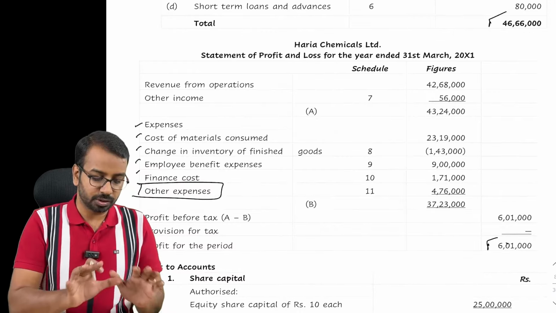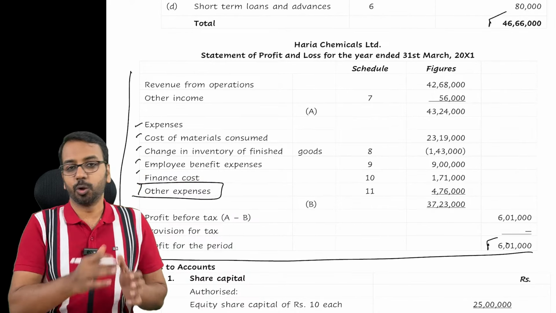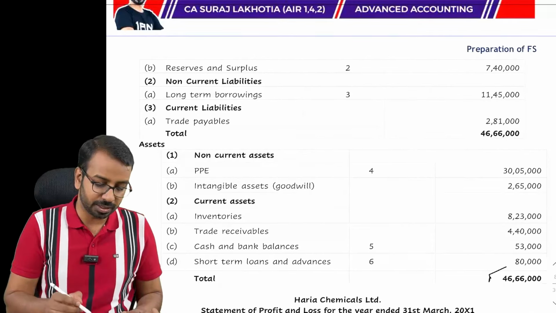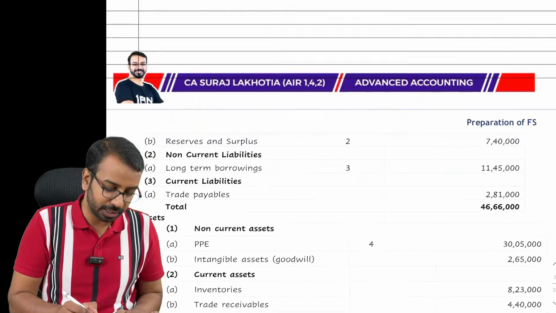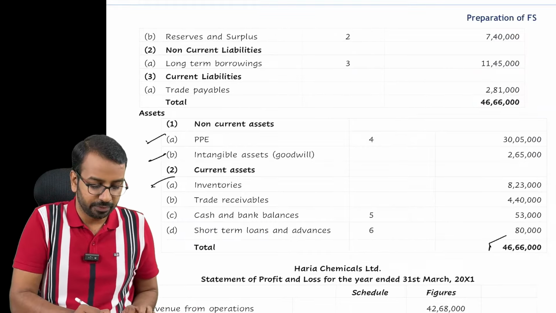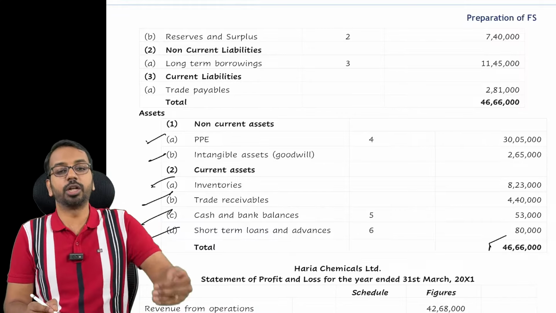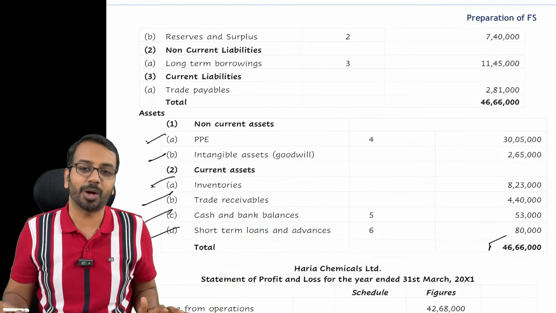So in the solution book that you have, you just need to write these items. That's it. No need to write the full P&L. Even in the balance sheet, wherever items are not there, for example, if you have only PPE and intangible assets, just write both of them. Inventory, trade receivable, cash and bank balance, short-term loans and advances. Just write those. No need to write the full balance sheet. You will not get extra marks.